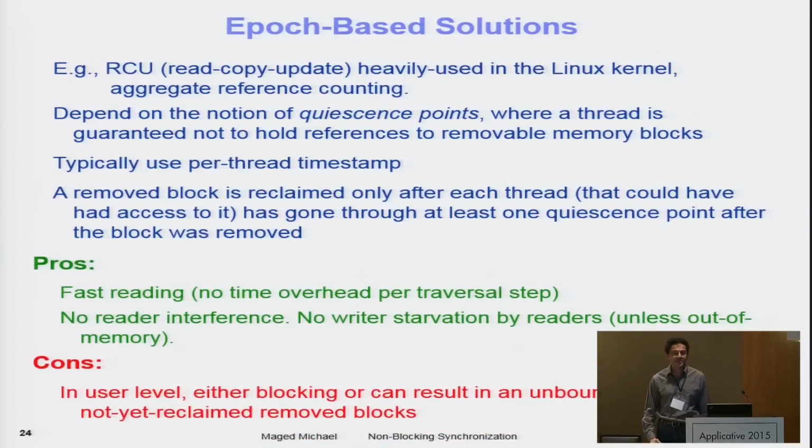So the advantage is that it has very fast reading. Basically, reading is not incurring any overhead. It's not doing anything extra per traversal, per node. It pays some price in the beginning to set up, like saying, okay, I'm participating in this epoch-based technique, and the readers do not interfere with each other and do not interfere with writers. They are just reading.